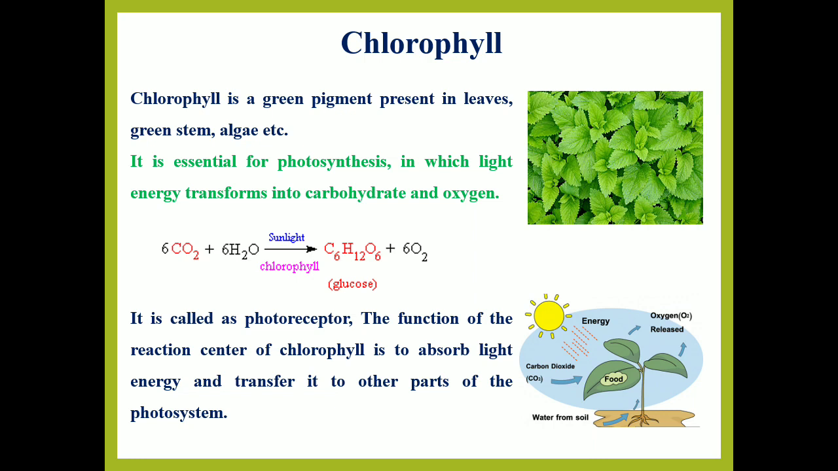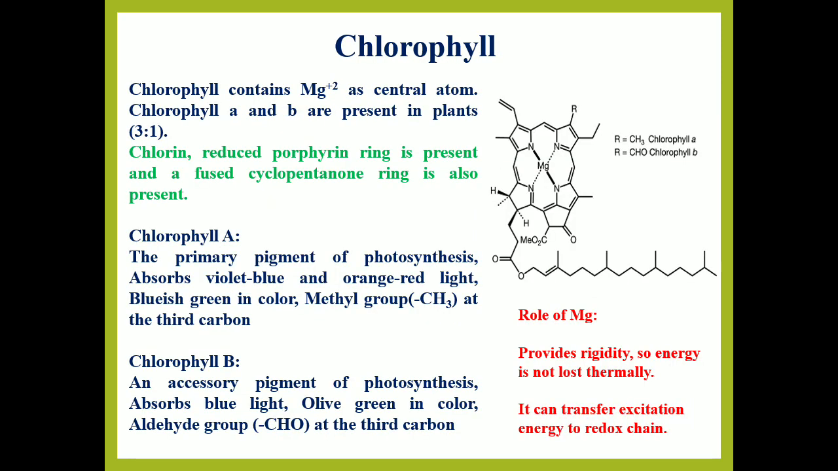Chlorophyll acts as a photoreceptor. Its major function is to absorb the light radiation and transfer this to the other photosystem. So it helps to convert light energy into chemical energy. Here we can see the structure of chlorophyll. It is also a macrocyclic compound having the chlorin ring, and magnesium is present in the center of the chlorin ring. Here one R group is shown at the right upper end side.